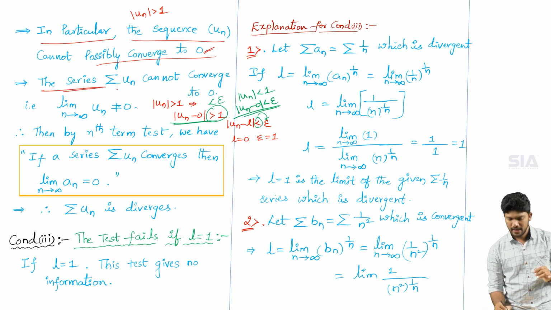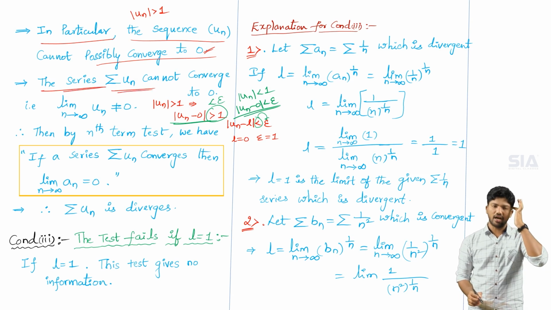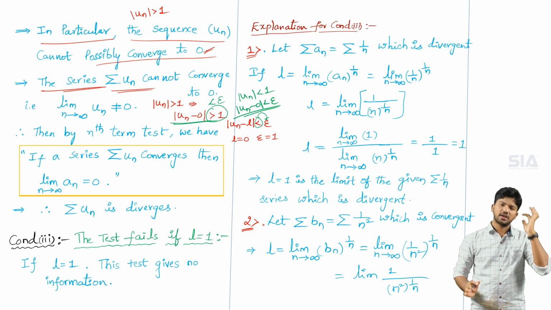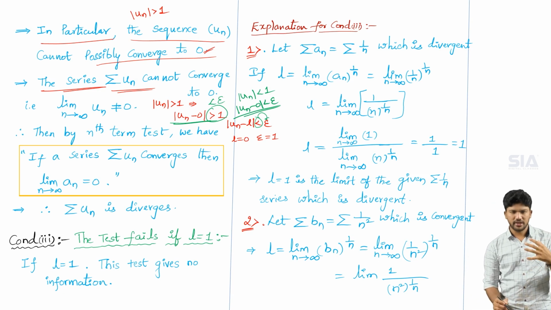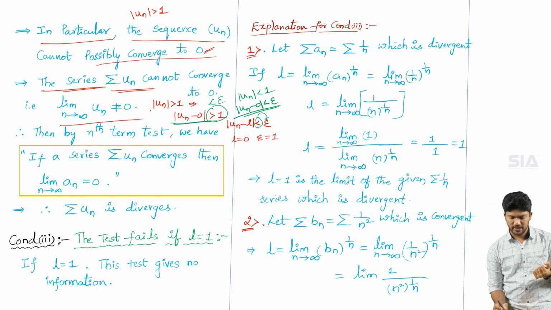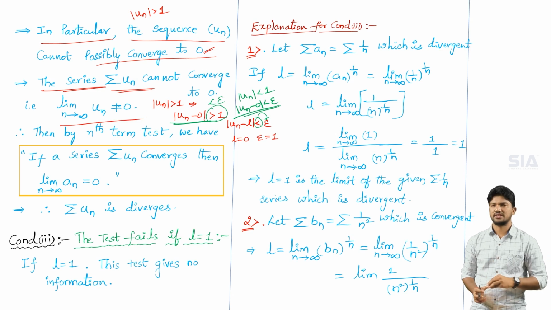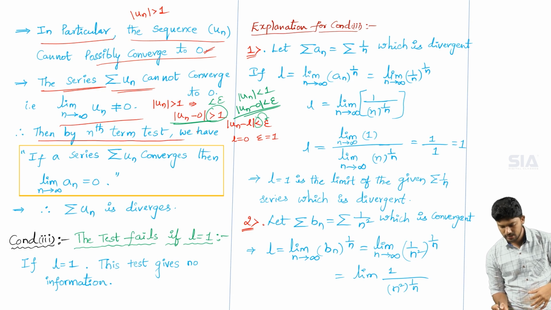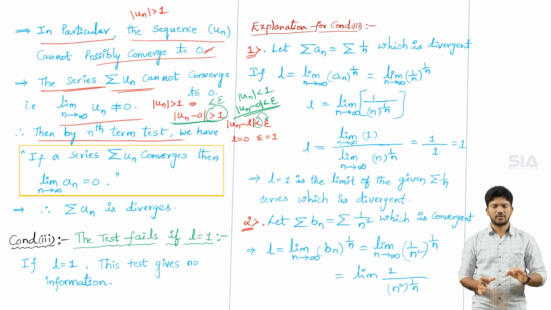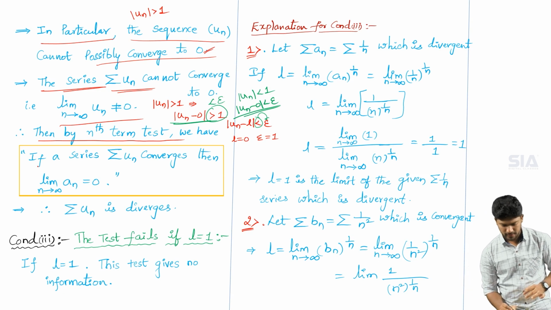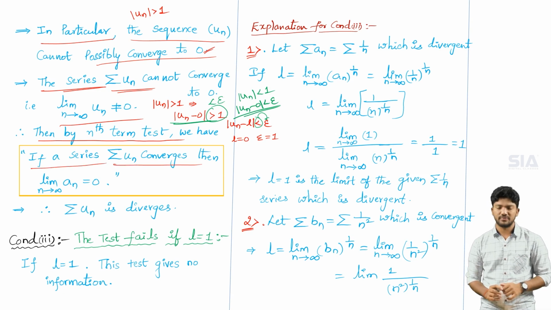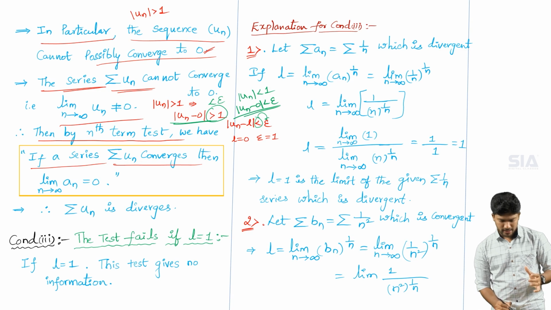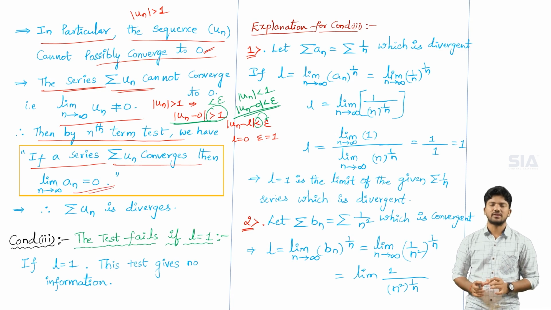Therefore the series summation u suffix n cannot converge. Okay, cannot converge, that means it is going to diverge. That means limit n tends to infinity u suffix n is not equal to 0. Cannot converge to 0 means not equal to 0. Not equal to 0, then by the nth term test, one of the important theorems in real analysis, the nth term test. What does that theorem state? If a series summation u suffix n converges, then limit n tends to infinity a suffix n equal to 0.